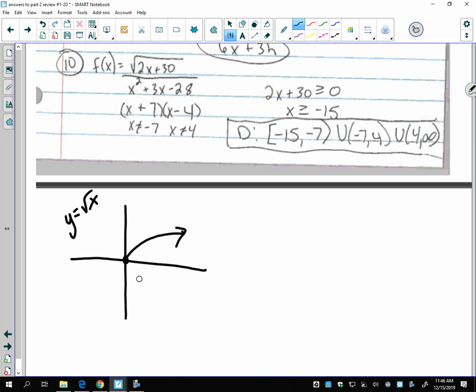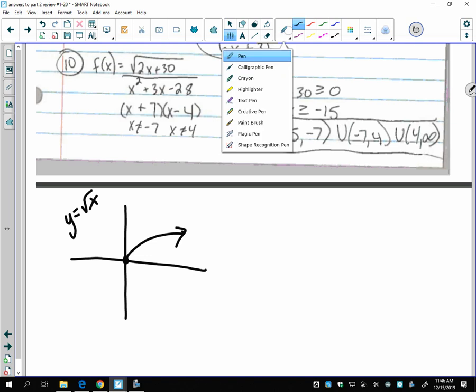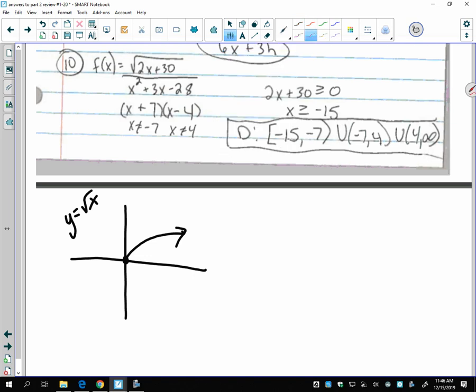Very restricted domain, because we can't take the square root of numbers smaller than 0. I mean, the square root of 0 is 0. So when you have a square root graph, what's under the square root has to be greater than or equal to 0. Sometimes you can just tell by looking, but if you can't, you can always find the domain by taking what's under the square root and setting it greater than or equal to 0. And I solved that, and I got that x is greater than or equal to -15, which means I can't plug any number smaller than -15 in, but I also can't plug in -7 and 4.